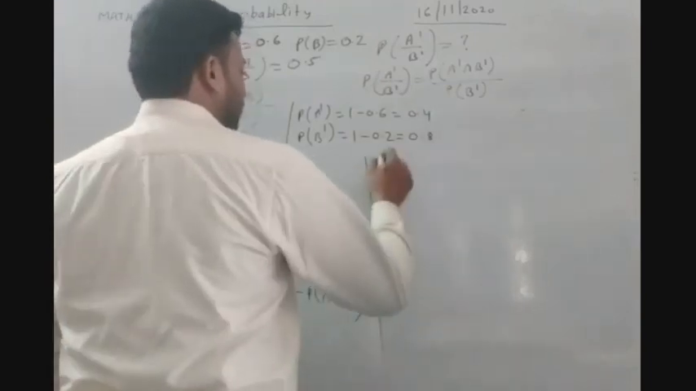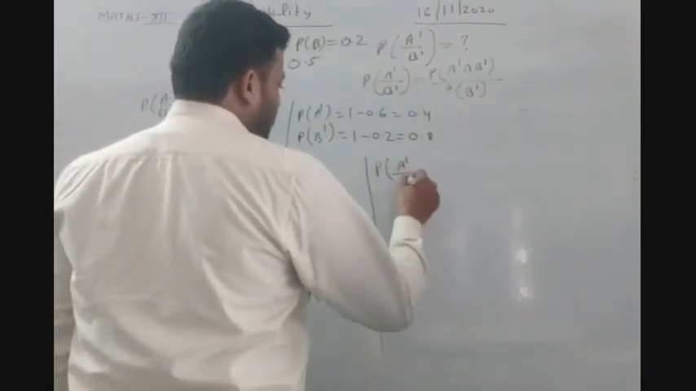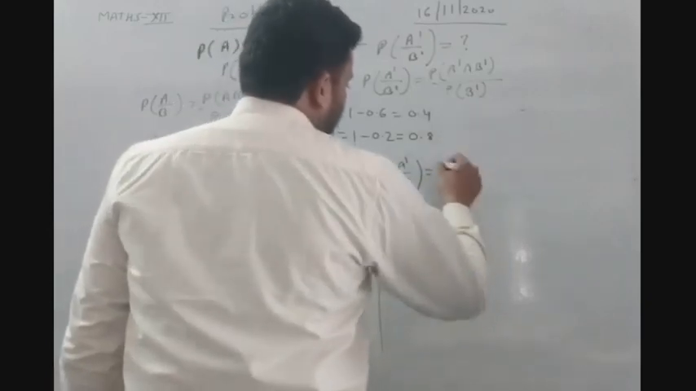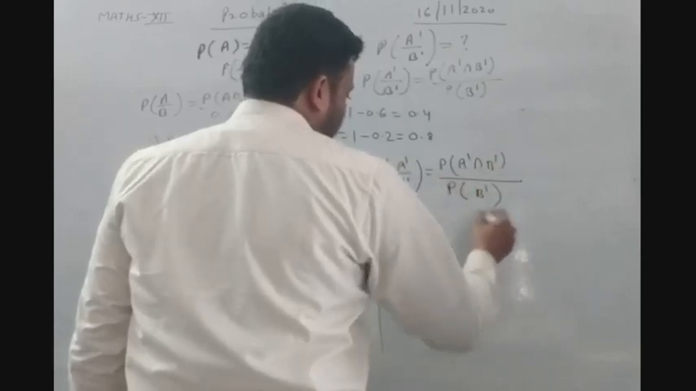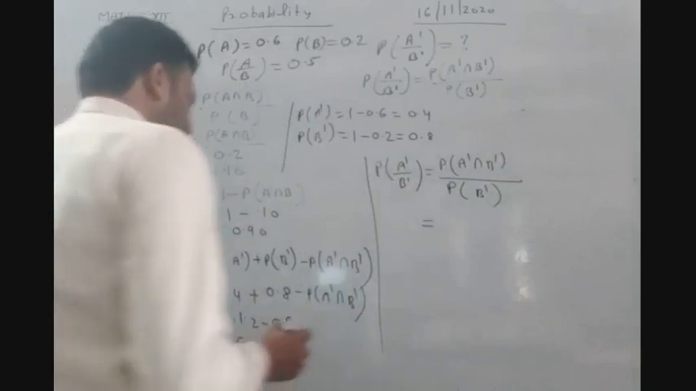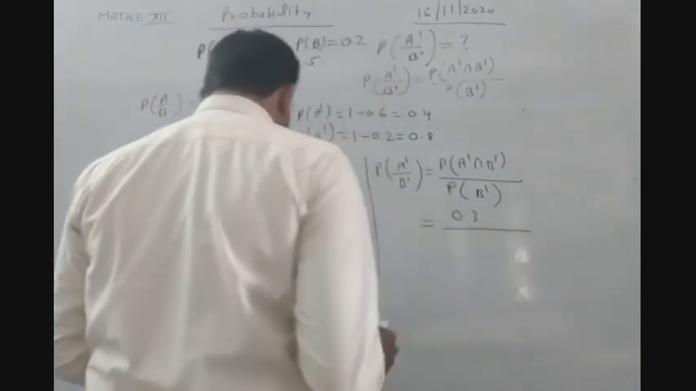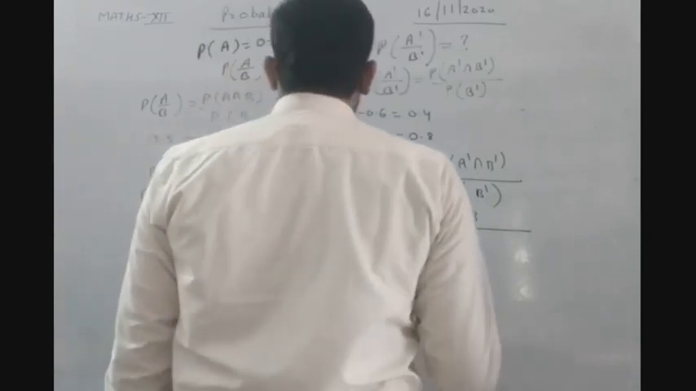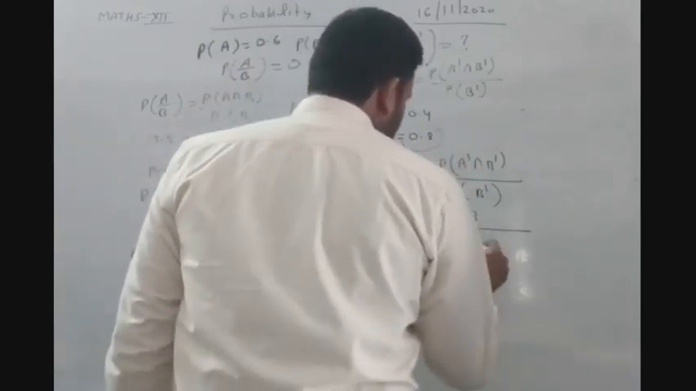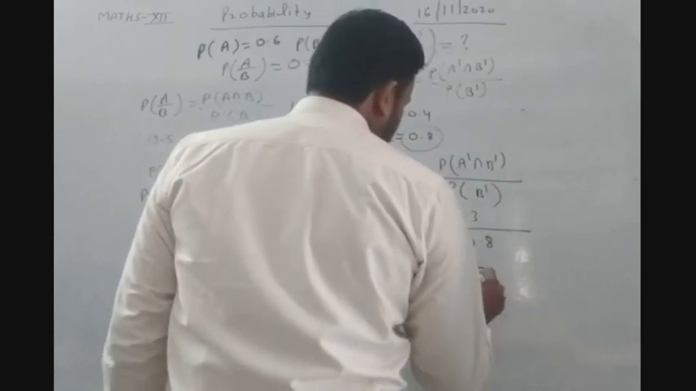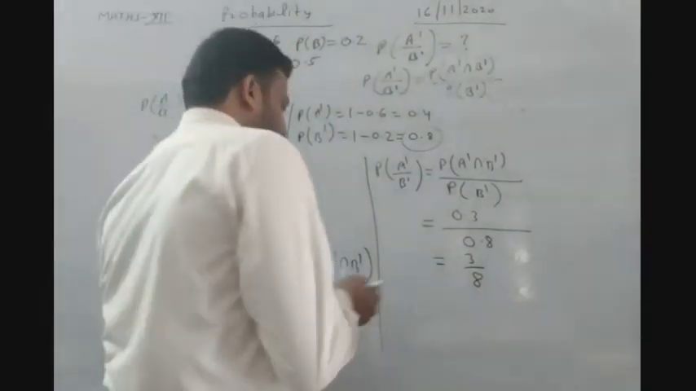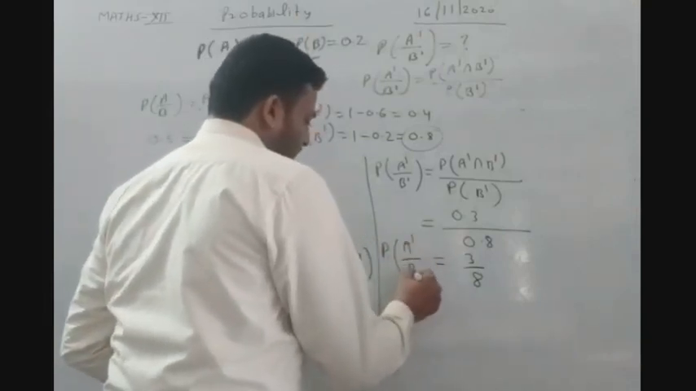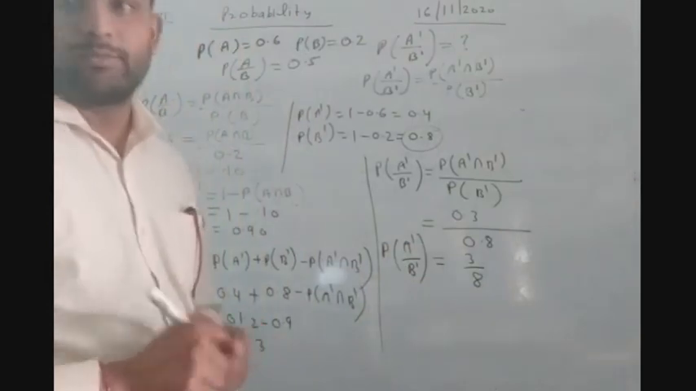Now we have to find out probability of A dash by B dash. So we write A dash intersection B dash divided by probability of B dash. Probability of A dash intersection B dash is 0.3, divided by probability of B dash, which is 0.8. So it will be 3 by 8. This will be our required answer, the probability of A dash by B dash, which is what we had to find.